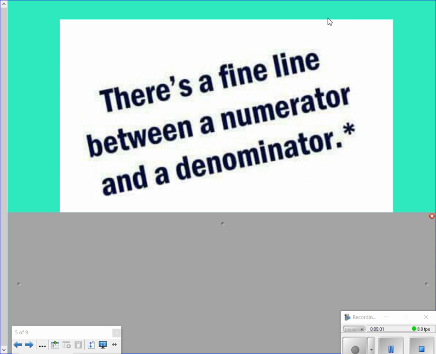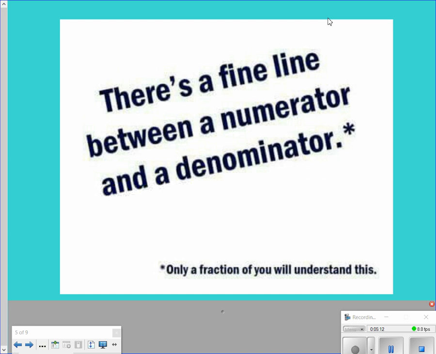There's a fine line between the numerator and denominator. Literally. Get it? Oh, that's good. In case you don't, only a fraction of you will understand this, so don't worry. A fraction? That's good. That's good.